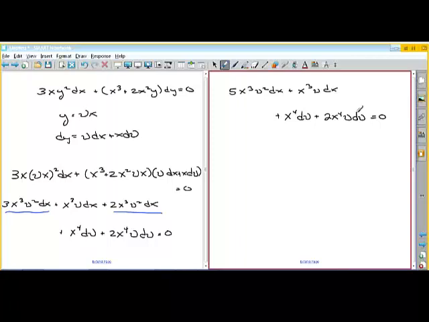Now you might be able to factor out some things here because there's a common term, and you can see that here. You've got x cubed and you've got x cubed, and you've got x to the 4th and you've got x to the 4th.